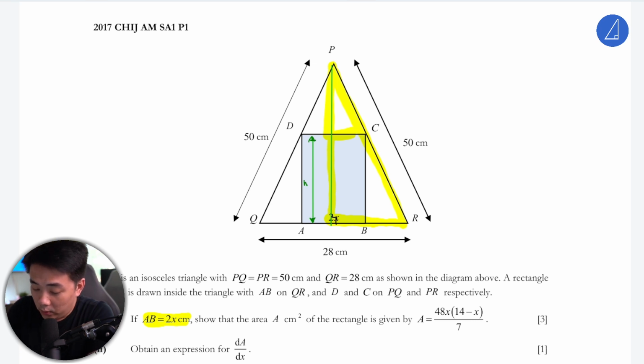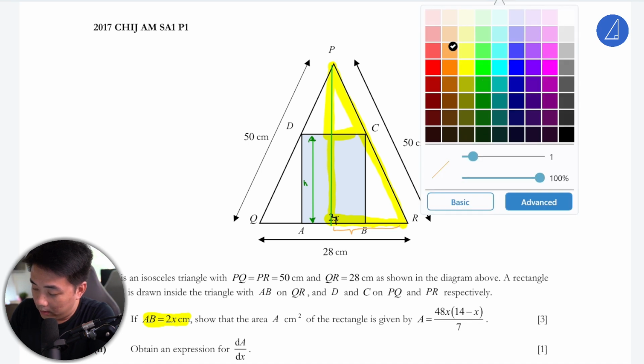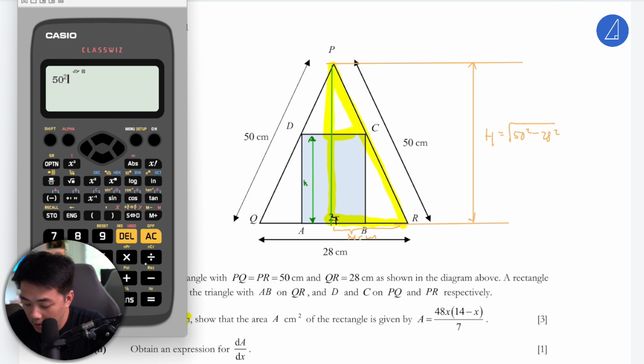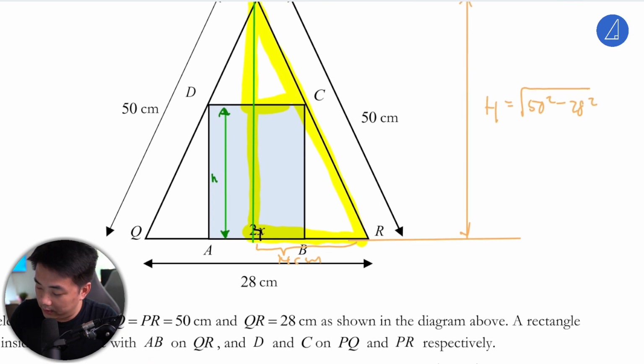It wouldn't take long for us to figure out the total height of this isosceles triangle. If we draw it out, this length here will be 14 cm. So the total height will be the square root of 50 squared minus 28 squared, right? Just key into the calculator. 50 squared minus 28 squared, there'll be, okay, so 1716. I'll just leave it as 1716 first.